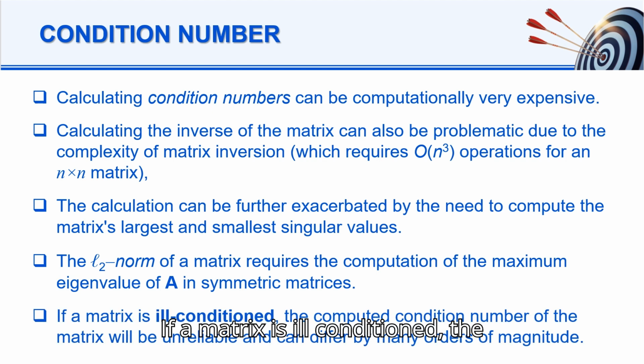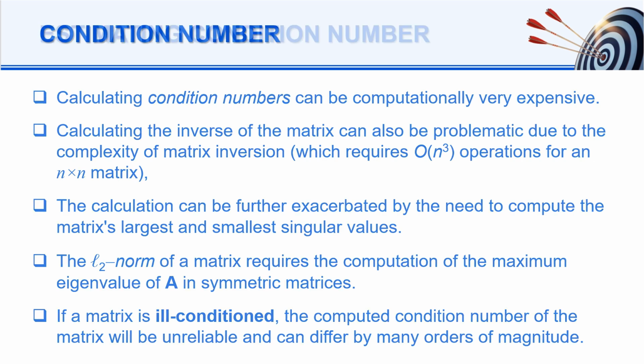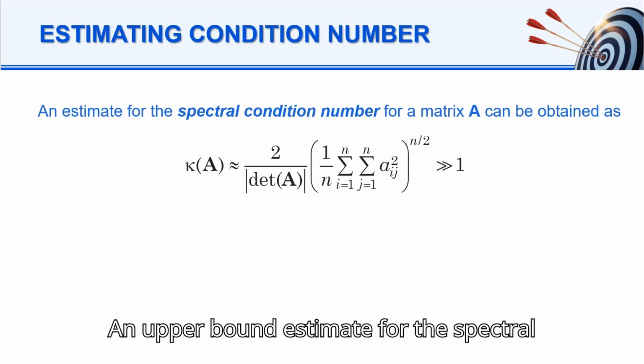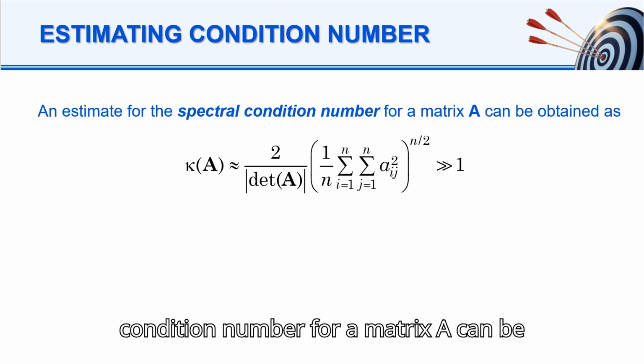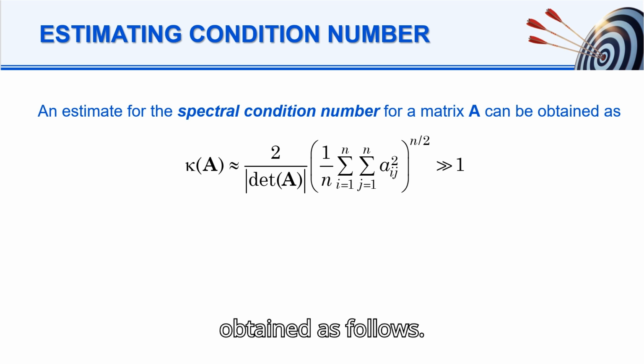If a matrix is ill-conditioned, the computed condition number of the matrix will be unreliable and can differ by many orders of magnitude. An upper bound estimate for the spectral condition number for a matrix A can be obtained as follows.